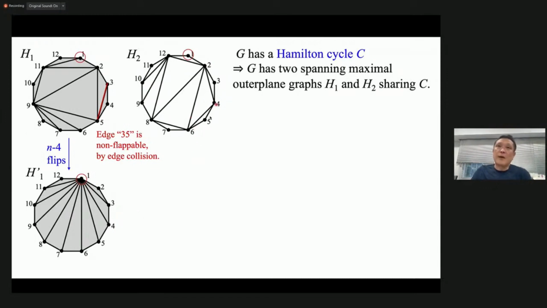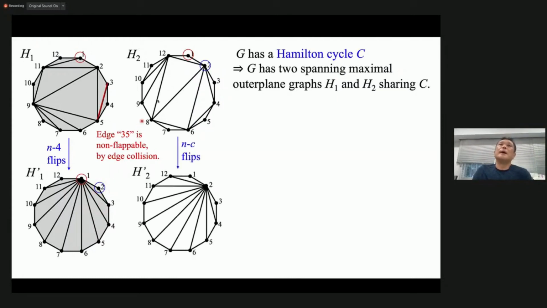So now we transform this, and we focus on this vertex 2. We have no inner edge incident to vertex 2, so we can flip this edge to here and flip this edge to here and so on. We can increase the degree of vertex 2 to n-1 here, so we need at most n minus constant flips.